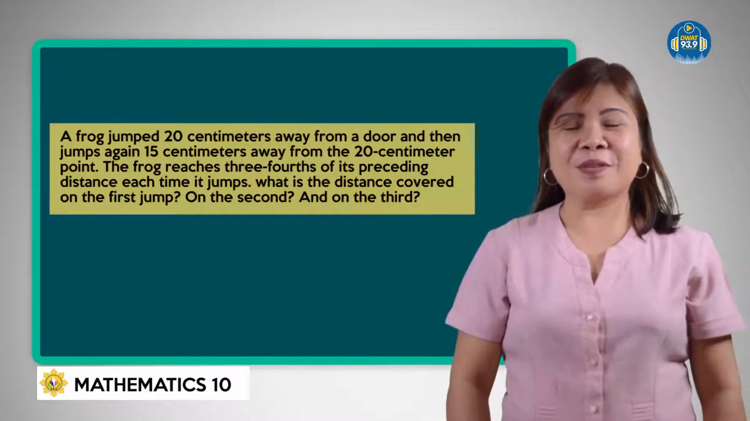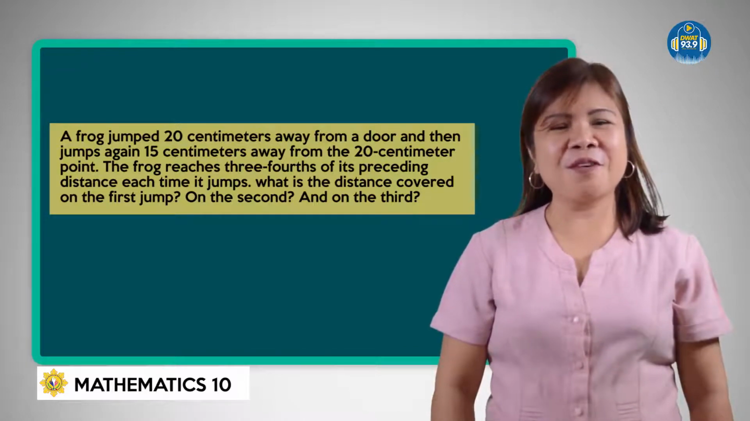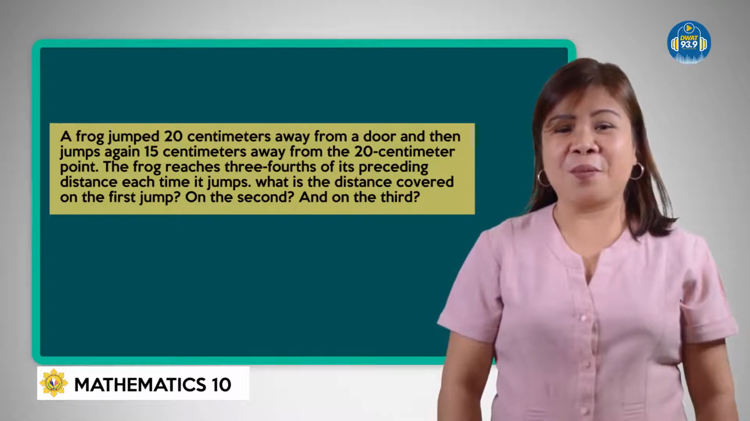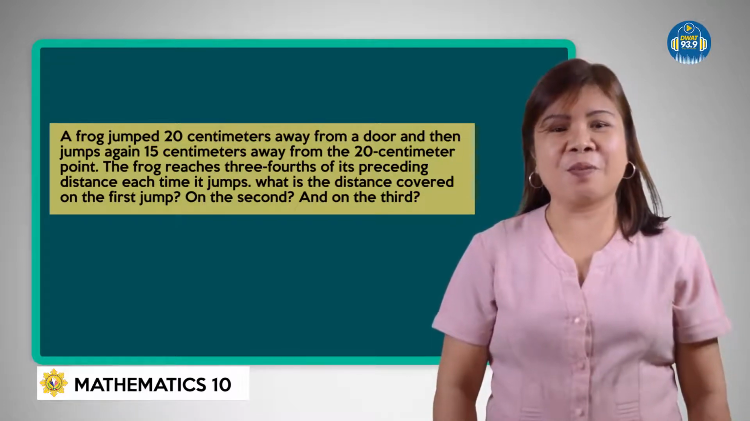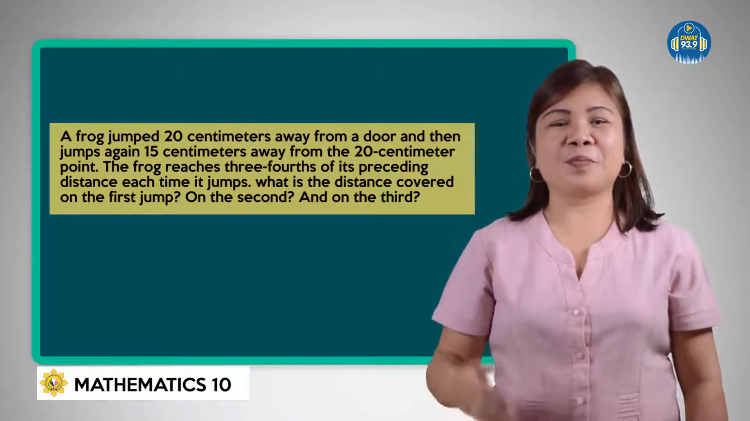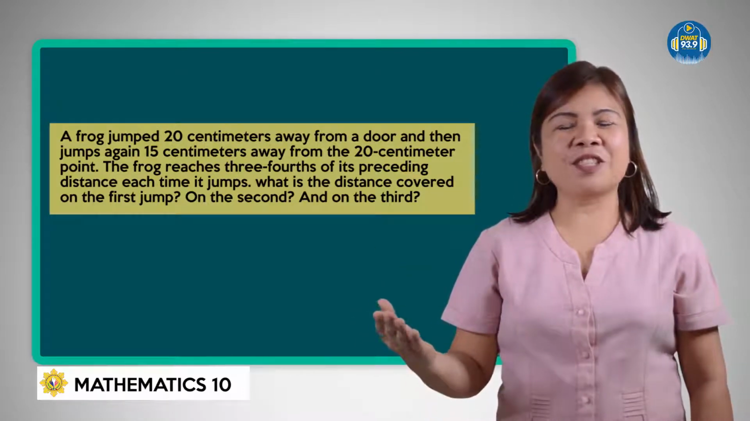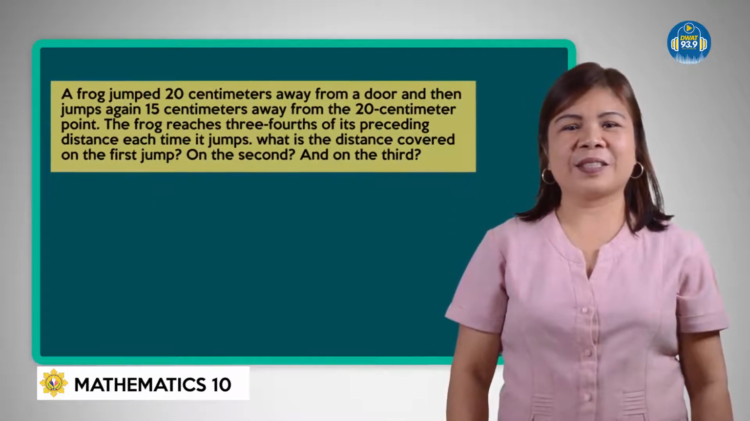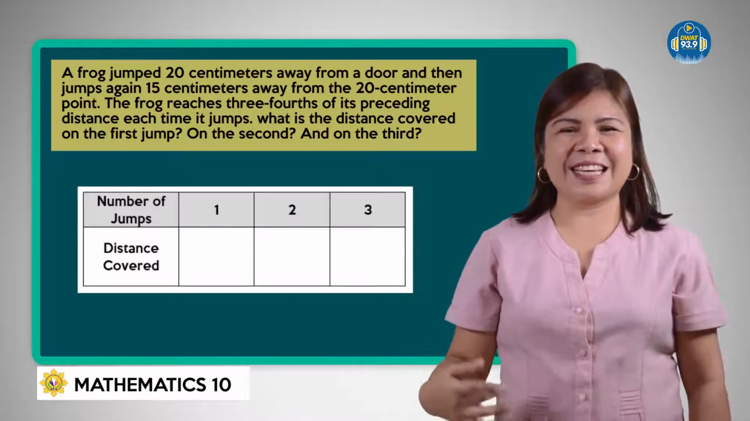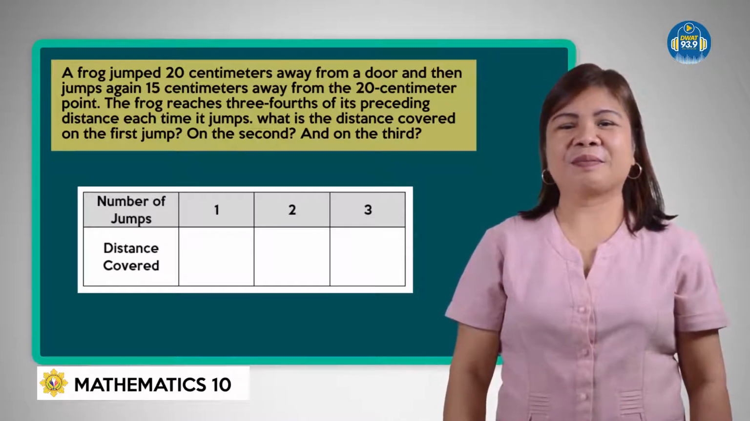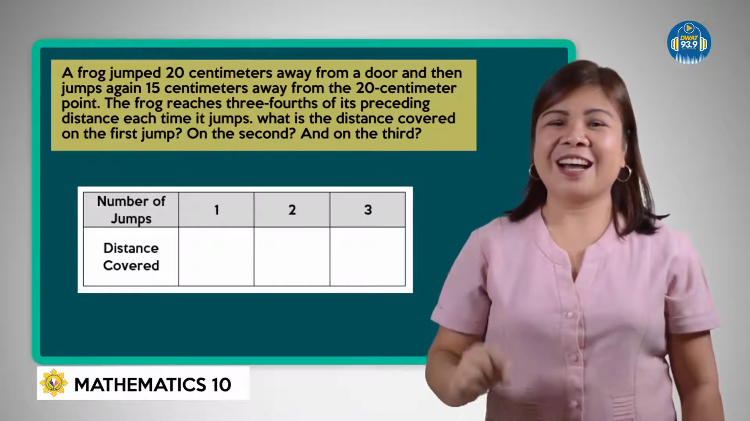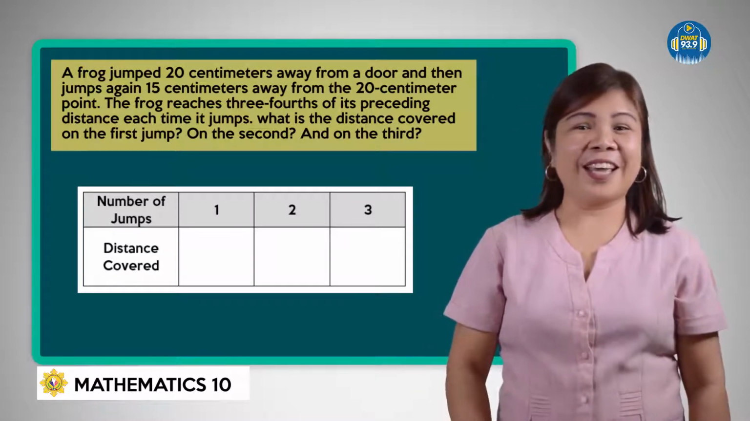A frog jumped 20 centimeters away from a door and then jumps again 15 centimeters away from the 20 centimeter point. The frog reaches 3/4 of its preceding distance each time it jumps. So, we have the number of jumps and the distance covered. So, what is the distance covered on the first jump, on the second, and on the third?